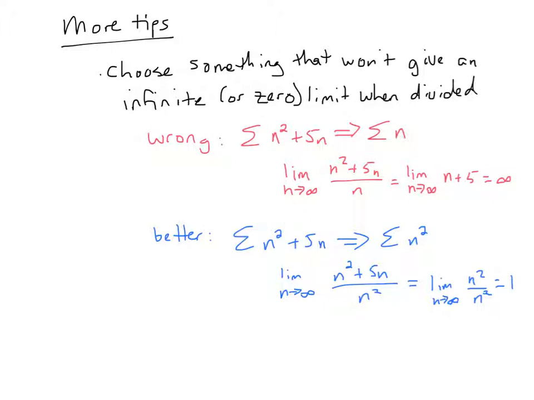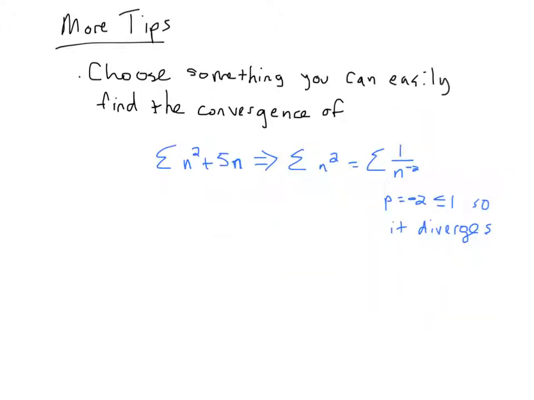So, same series, but maybe this time I pick n squared, because now, as n goes towards infinity, the 5n isn't important, so I get n squared over n squared, which is 1, and it's positive and finite. So that's probably a better choice for An. And the last tip, this is the same as the direct comparison test. Make sure you choose something that you can easily find the convergence of.